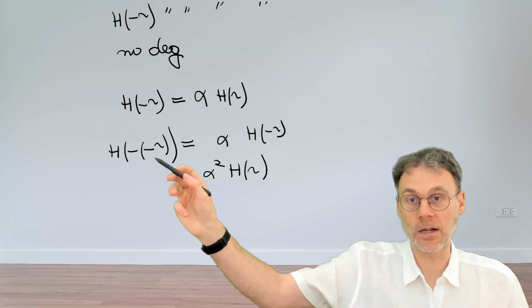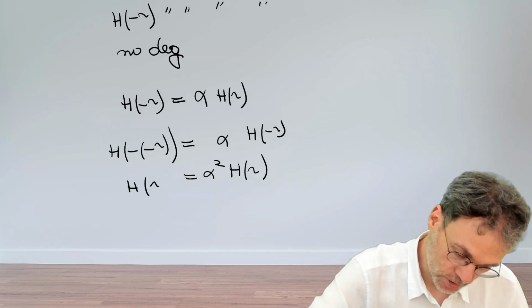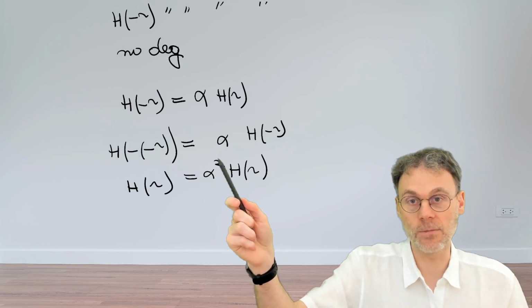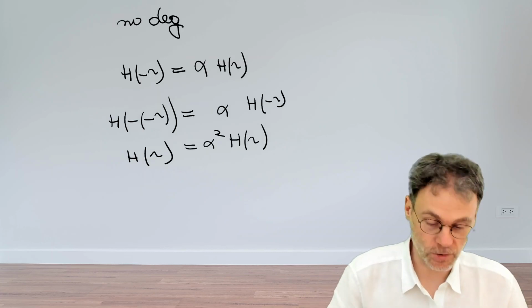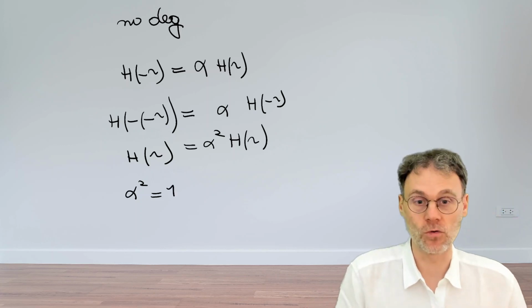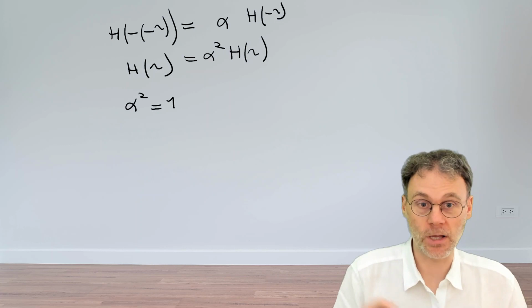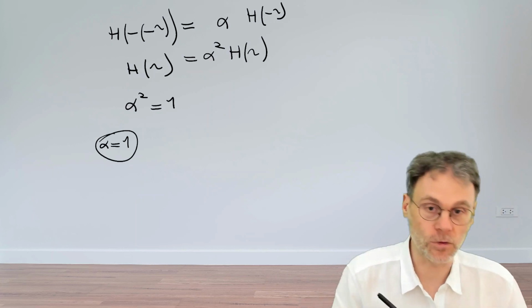But if you look again at the left-hand side, minus minus r is of course just r. And if we bring everything together, it means that alpha squared should be equal to 1. That's the inescapable conclusion here, alpha squared equals 1. And this means that there are basically two possible cases that we can study. One case is where alpha is equal to 1.